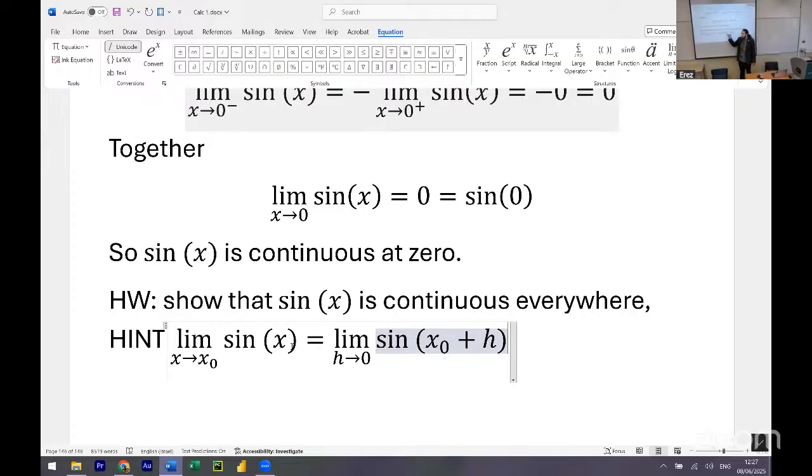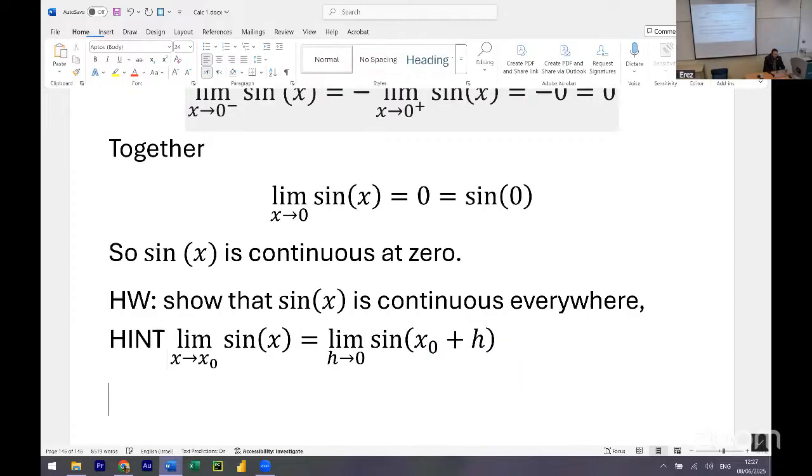It's not linear arithmetic, because you have sine of x0 plus h, right? Sine is not a linear function. But what about identities? Sine of x0, cosine of h, and so forth. You're welcome to use it. Okay, and then you get it. Okay.